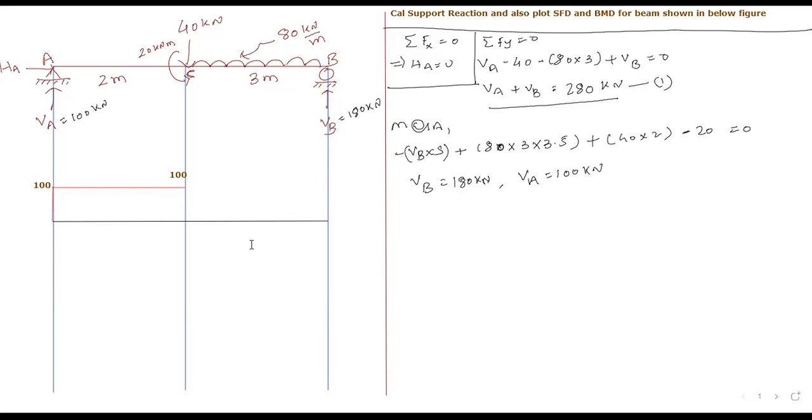Now next. At point C we have a downward force of 40. So we need to subtract this 40 kN load from 100. Use the calculator: 100 minus 40, you will get plus 60. Due to plus 60 we are still above the line. I hope it is clear.